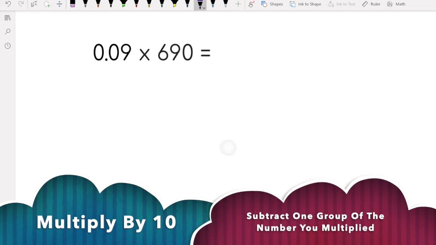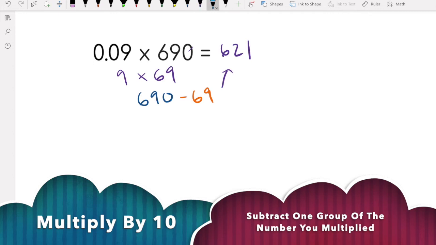0.09 times 690. So we're going to ignore the decimals and the 0. We have 9 times 69. So we're going to do 10 times 69, which is 690. Then we're going to subtract one group of 69, and that's going to give us 621. And now we have to consider where the decimal goes. This is small. This is 10%, obviously. So 10% of 690 is 69. So if it's a little less than 10%, it's got to be less than 69. So it makes sense that the decimal goes here, 62.1.